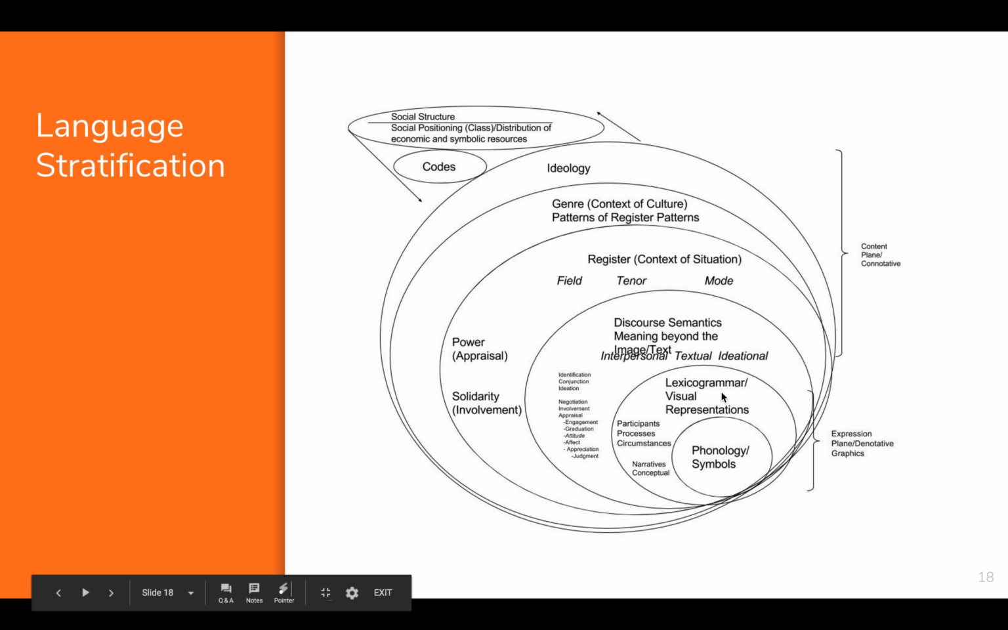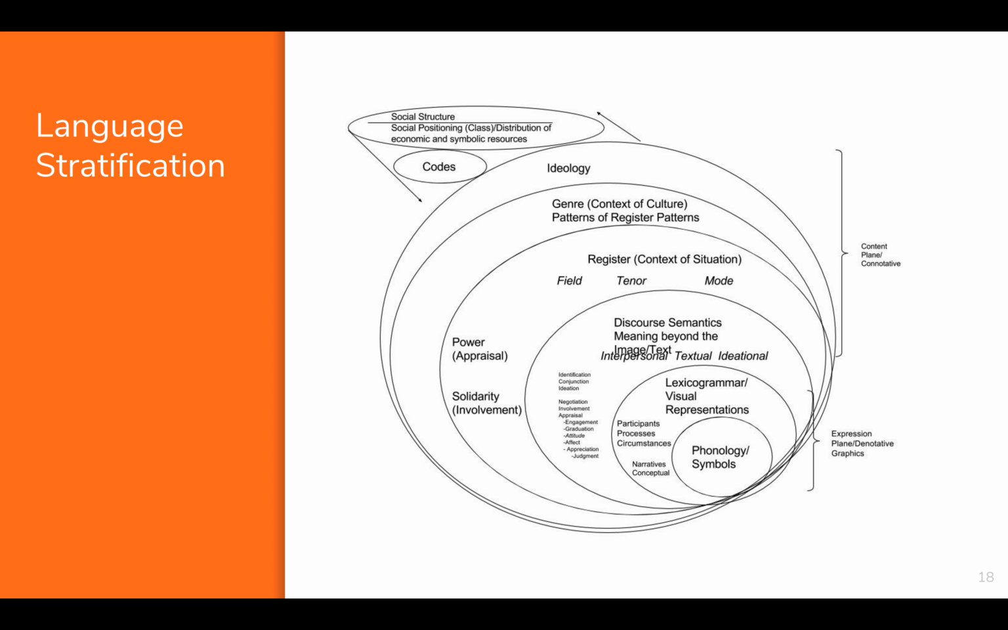Lexicogrammar is the next level. This just means wordings as well as grammar. So words, speech makeup, grammar, sentence level writing, words and word choices. At the next level, we have what's called discourse semantics. This is things at the paragraph level. How do things operate at the paragraph level? This is also where things like in rhetoric, ethos, pathos, and logos operate.